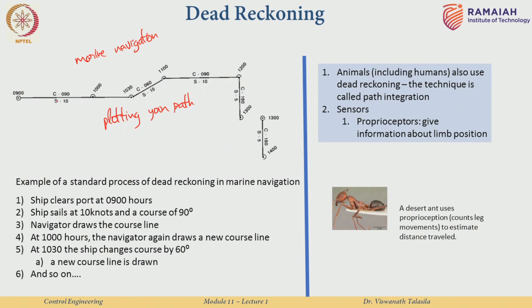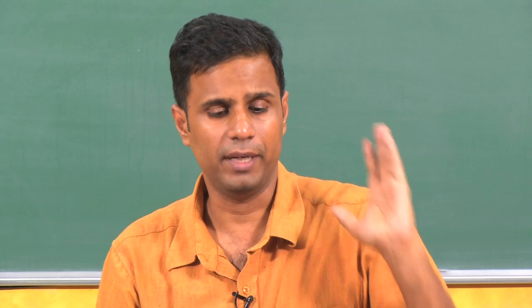And the basic story here goes as follows: your ship has started at 9 a.m. in the morning and it is moving at a speed of 10 knots. Knots is a marine way of computing speed. So it has a certain relation to meters per second or kilometers per hour. So your ship is moving at 10 knots at a heading of 90 degrees, and this is a magnetic heading. So with respect to your compass, which looks at magnetic north, you are moving at an angle of 90 degrees with respect to magnetic north.